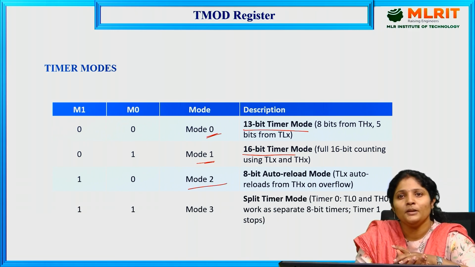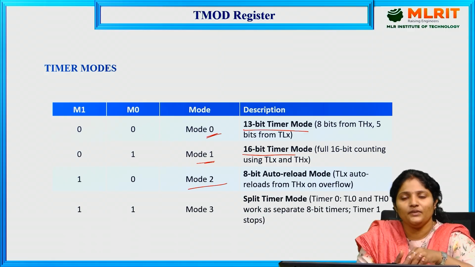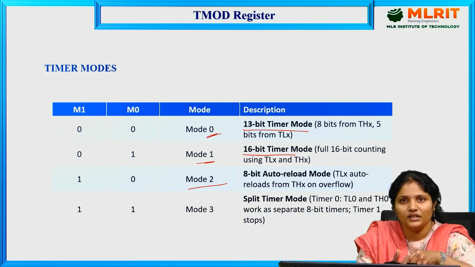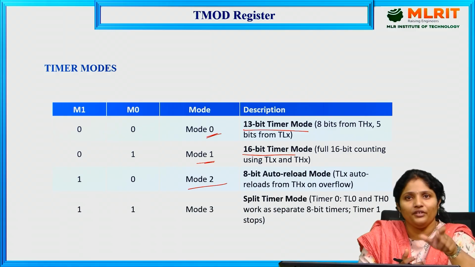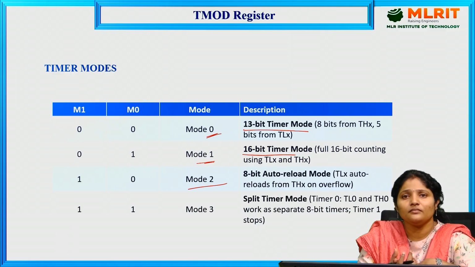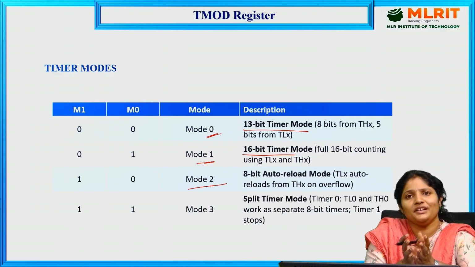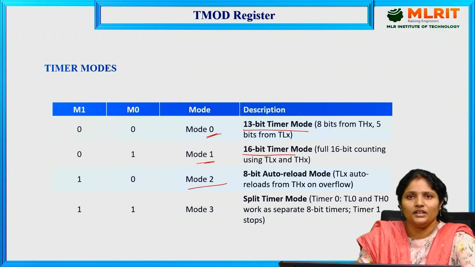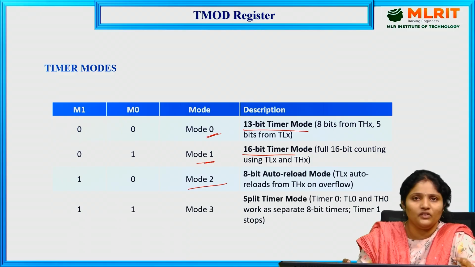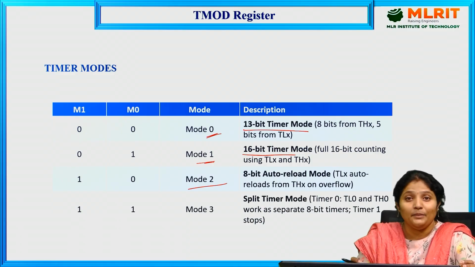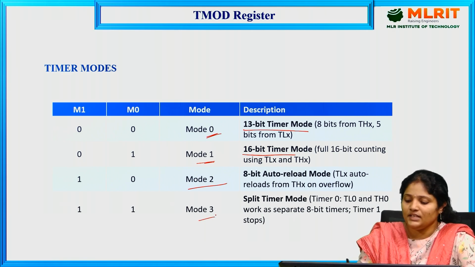Most of the communication devices present in the 8051 communicate using 8 bits. In that communication device, to set the baud rate, that is how much data will be transmitted in 1 second, we will be using this 8-bit auto reload mode. In 90 to 99% of cases we will be using this only, and timer 1 will be used in that particular case. Okay, mode 3 is the split timer mode.